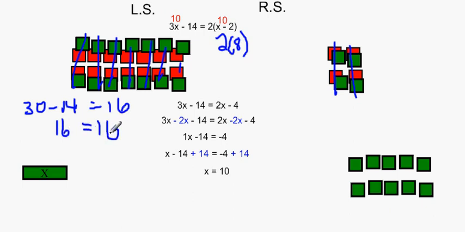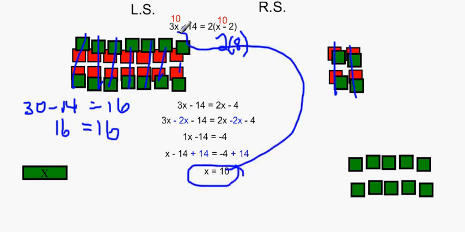So I can see that my answer is correct, because I can substitute my answer back into where the x was, up here and here, and I get the correct answer. The other thing I want to note is that I can substitute my x equaling 10 into any of the steps along the way.